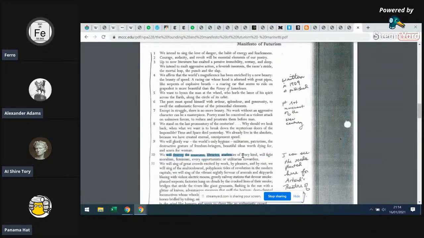What I sort of love about the futurists is that they put in this very succinct manifesto where they just listed everything they wanted, but the demands are slightly esoteric and random. But some of them are very definite. Yeah, we will destroy the museums, libraries, and academies of every kind. So, we will fight moralism, feminism.